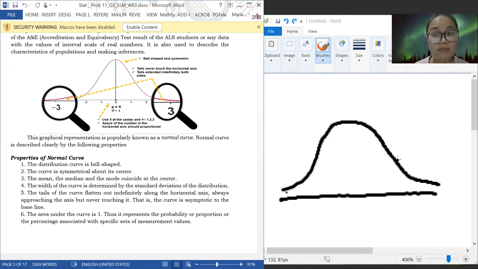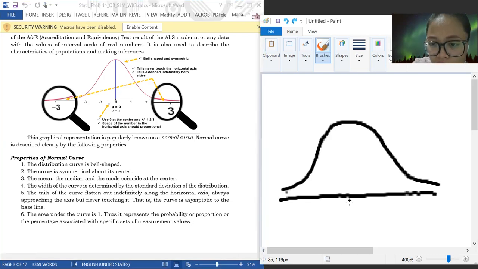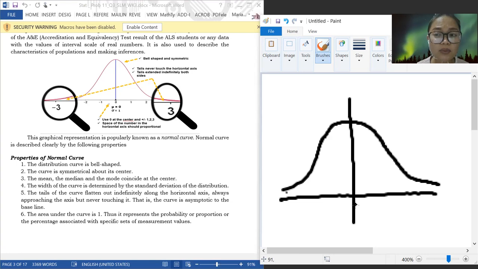Secondly, the curve is symmetrical. Symmetrical means whatever is on the right is the same as on the left. And then the mean, median, and mode coincide at the center. For example, if the average weight of the children in one classroom is 45, then the mean, median, and mode are all 45.